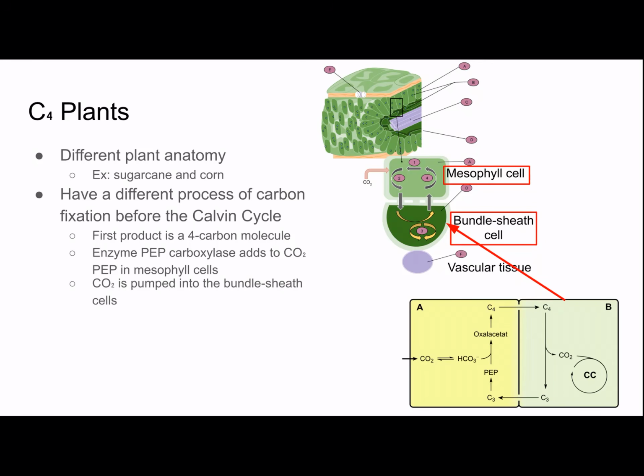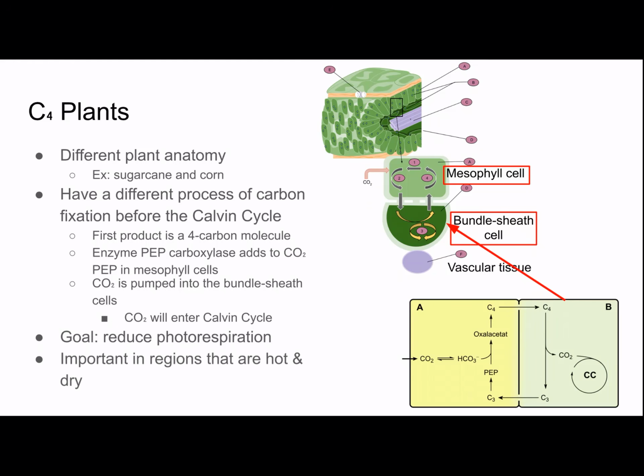Carbon dioxide will be pumped into the bundle sheath cells. And this is important because it makes sure that carbon dioxide is the molecule that will enter the Calvin cycle. It's not possible for oxygen to do so. And again, the goal is to reduce photorespiration, and this is especially important in regions that are hot and dry.